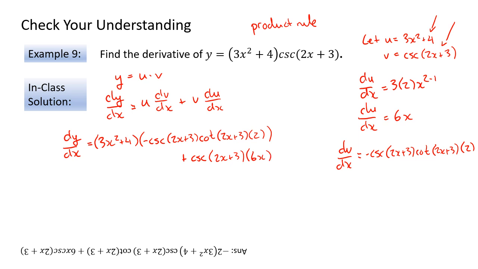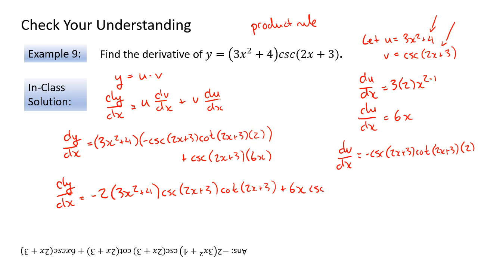Okay, there's really not much simplifying to do here. I'm just going to collect some terms and change the order. But our final answer is then negative 2 times 3x squared plus 4. All I'm doing is rearranging. Cosecant of 2x plus 3, cotangent of 2x plus 3, plus 6x times cosecant of 2x plus 3.